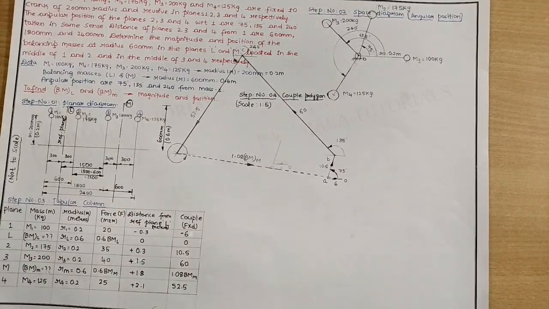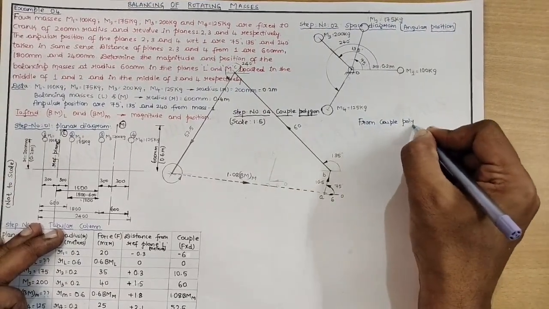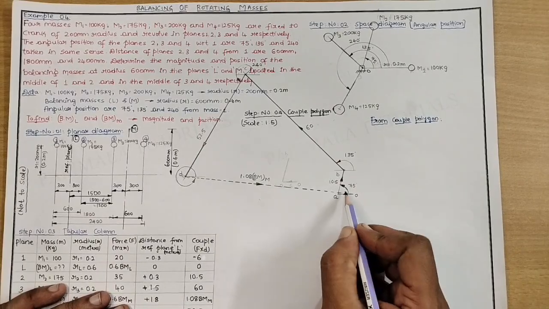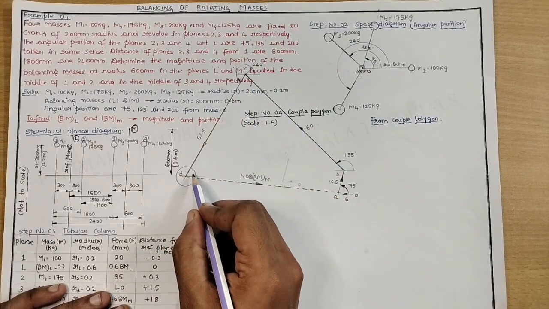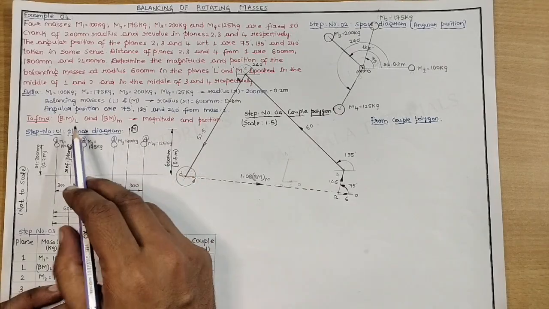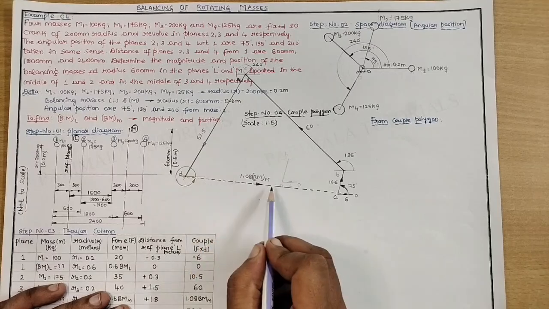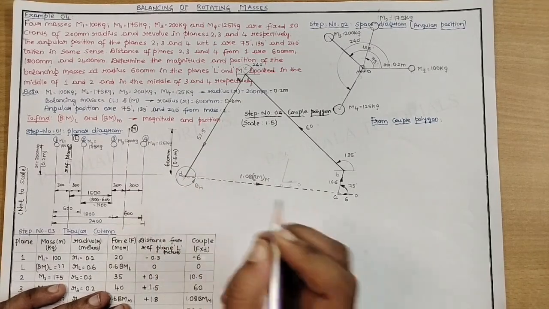Before going for the force polygon, let us find out the unknown terms from the couple polygon. Therefore, this is point D. D is connected to O. This is the angle 75, 135, 240 degrees. This angle we were supposed to find out. Do you remember? The balancing masses L and M, magnitude and position, have to be found out. So this is with respect to M. Let me call this one theta of balancing mass M.